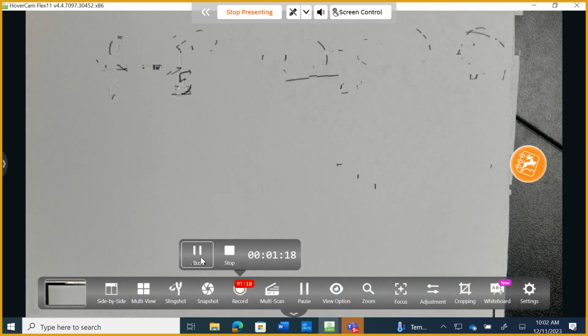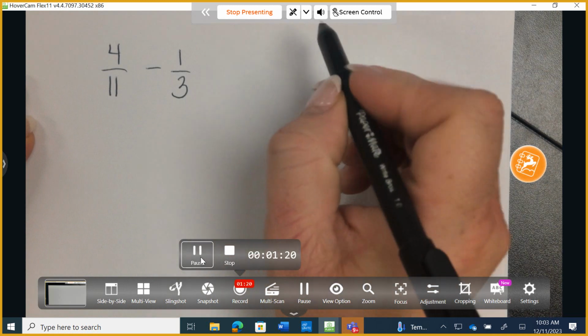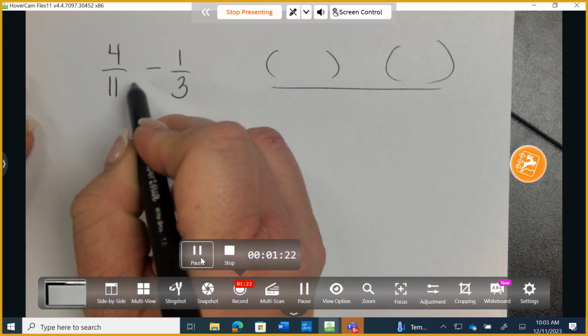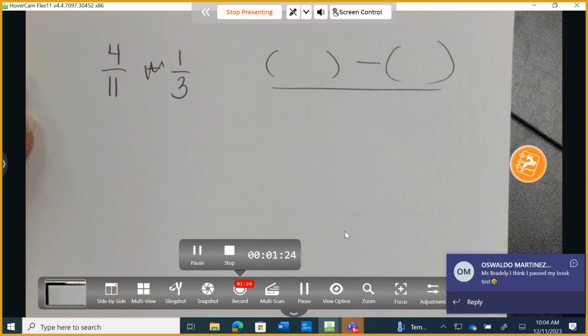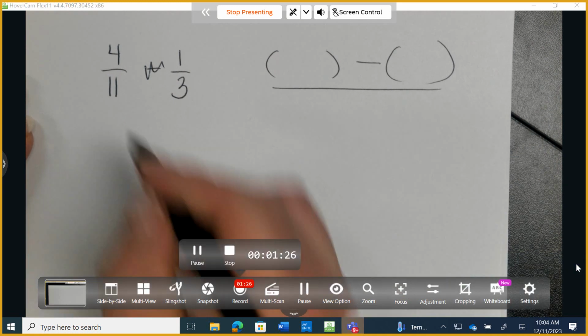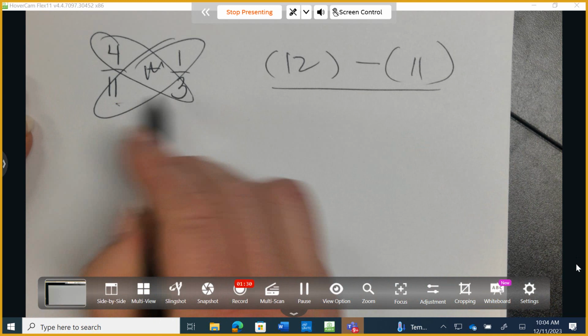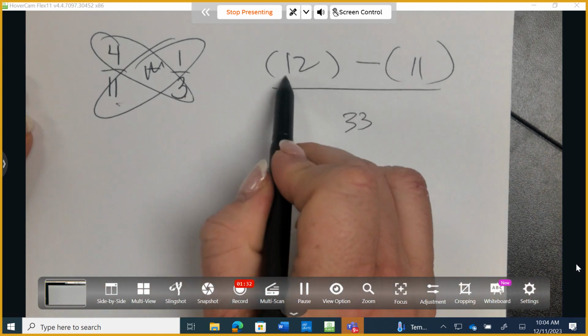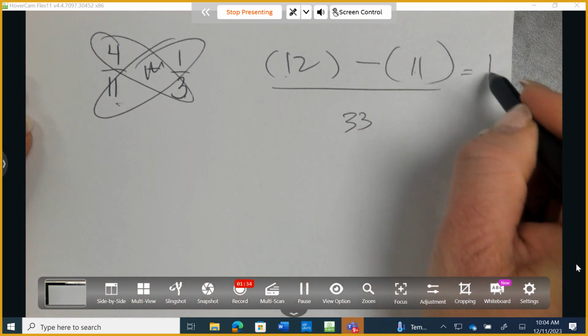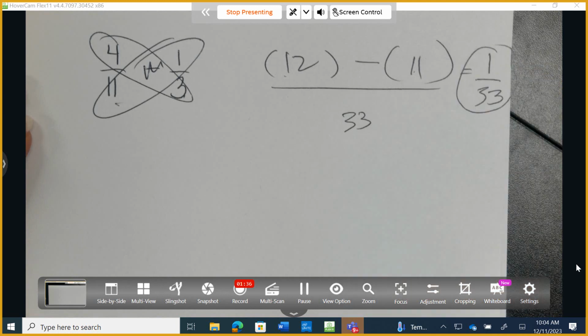So we know there's more than one way to do this. I'm going to go ahead and use the butterfly method. This symbol goes in between. And first I'm going to start by multiplying. So I'm going to take 4 times 3 to get 12, 1 times 11 to get 11, and when I multiply the bottoms I get 33. 12 subtract 11 is 1, and I end up with 1 over 33.